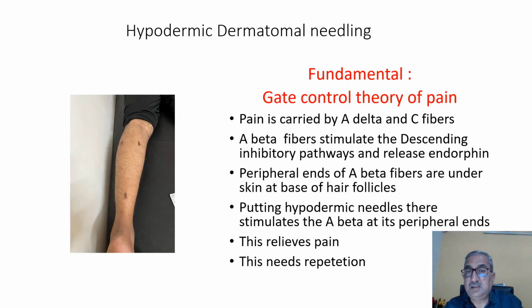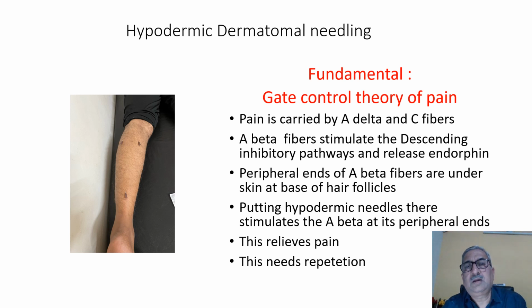Hypodermic dermatomal needling is something I discovered around 12 to 13 years back when I was reading about spinal cord stimulation. In spinal cord stimulation, we are basically stimulating the dorsal column, and there we are stimulating the A beta fibers, leading to stimulation of the descending inhibitory pathway, release of endorphin, and pain relief. The cost of spinal cord stimulation is very high. At that time, we had some poor patients, so I thought, why not think of some other option which can have the same effect?